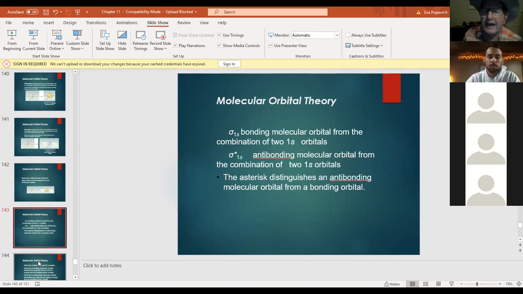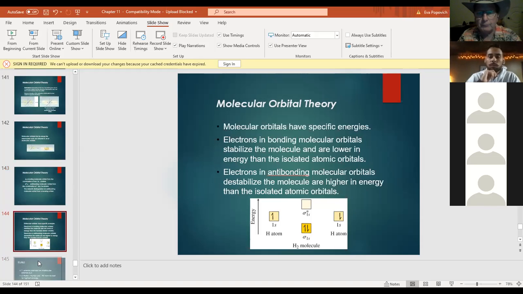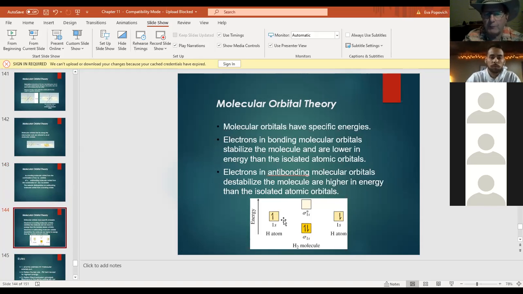So if we're dealing with just the 1s shell, we have a 1s orbital from the one atom, a 1s from the other atom. They combine to form a sigma 1s bonding and a sigma 1s antibonding. The sigma 1s bonding has less energy than the 2 regular atomic orbitals. The sigma 1s antibonding has more energy than the 2 atomic orbitals. So that when we mix 2 hydrogen.